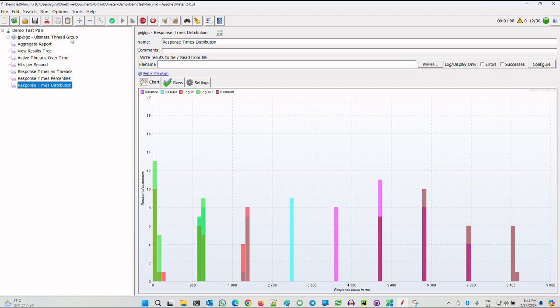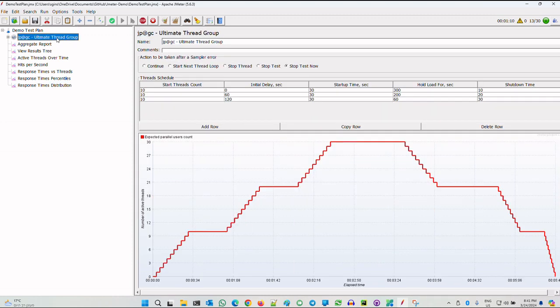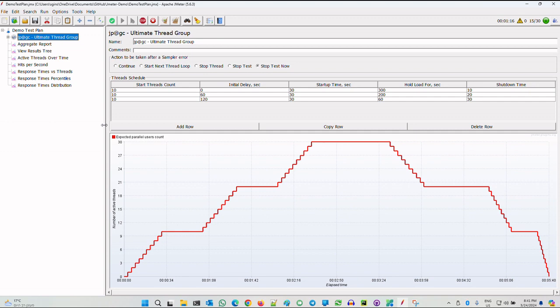On the Ultimate Thread Group screen, observe the vertical axis representing the number of threads. While it appears to indicate threads, it actually represents the number of bots. Each bot corresponds to a Java process thread. The horizontal axis represents elapsed time. In this demonstration, we've planned for approximately 5 minutes. At the center of the graph, you'll see 30 bots running concurrently within the banking application.